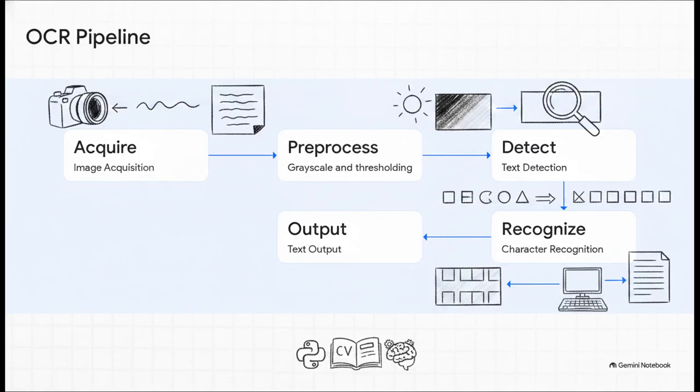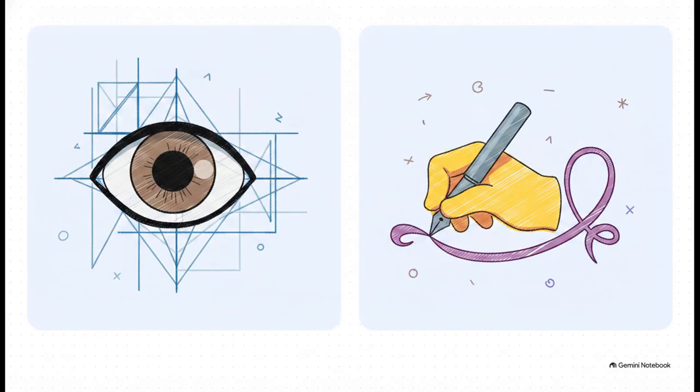The whole concept of OCR, optical character recognition, is simply converting image text into machine-readable text. The pipeline starts with acquiring the image, then preprocessing it with grayscale and thresholding to really make the text pop. Next comes detecting the text regions, recognizing the actual characters, and finally generating the text output. Oh, and definitely note that in Python, the PyTesseract library is the standard go-to interface used to actually perform this OCR task.